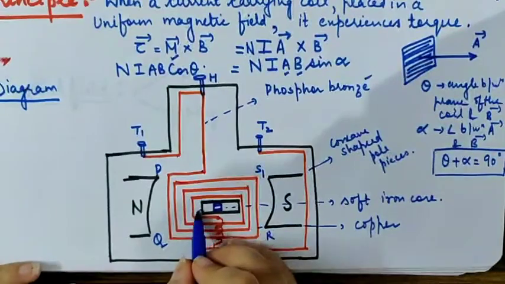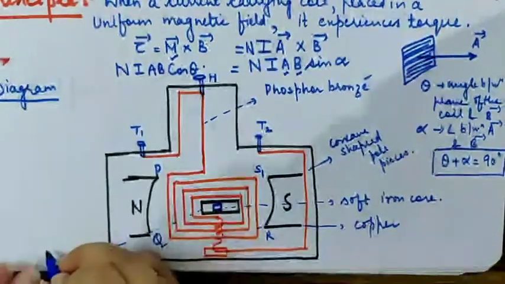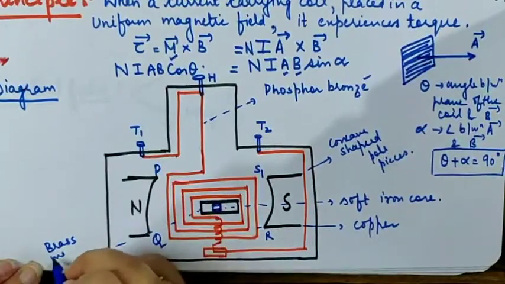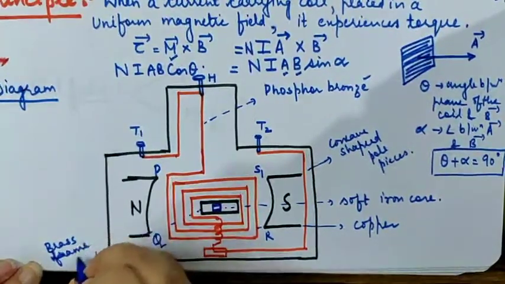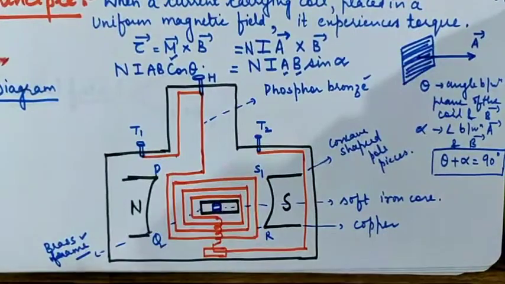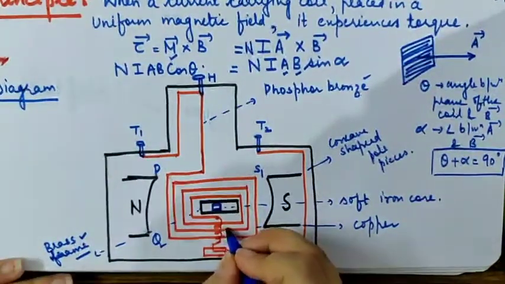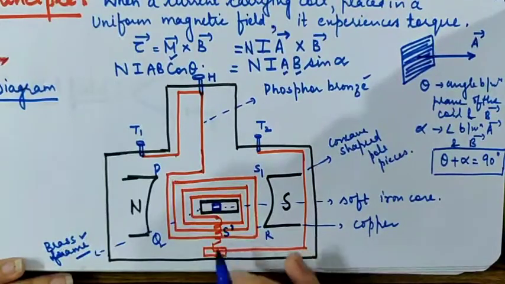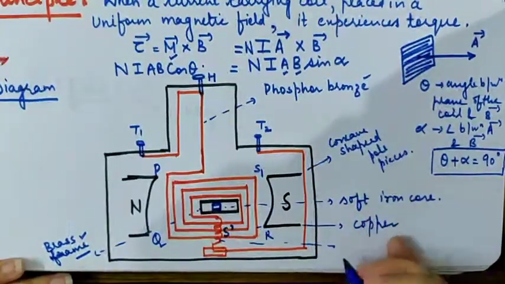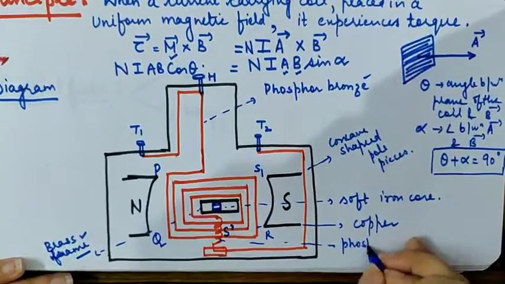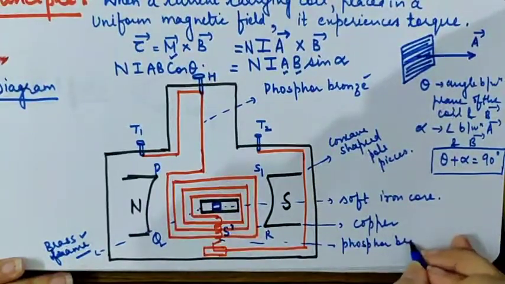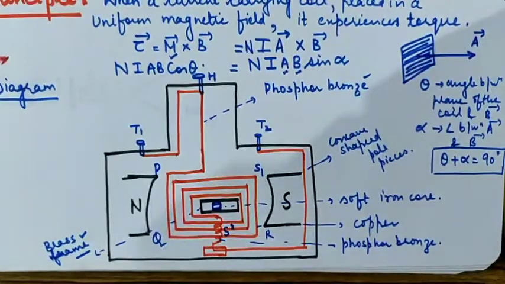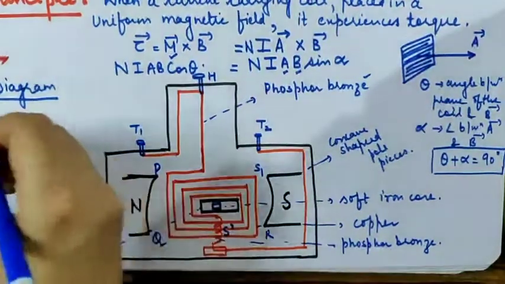Now this black colored thing, this is a frame made up of brass. This is called a frame. Why is it made up of brass? I'll tell you. Now this is a spring. I can write it as S dash. Spring is again made up of that same substance called phosphor bronze, which is a very elastic material. Right? Now discussing first of all the purpose of S dash.